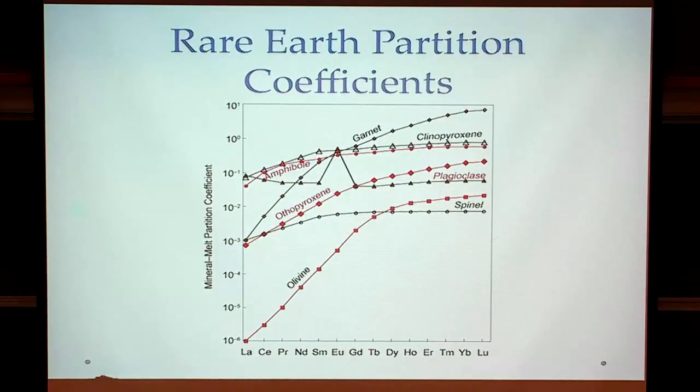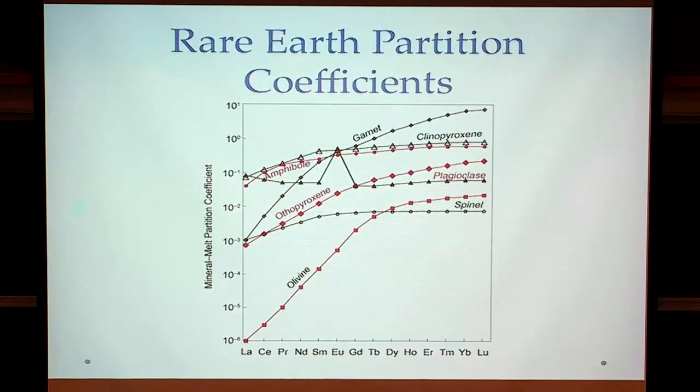And here are the mineral-melt partition coefficients for the rare earth elements. See, most minerals of interest exclude the light rare earths. The europium anomaly arises because plagioclase actually accepts europium when it's in the +2 state.